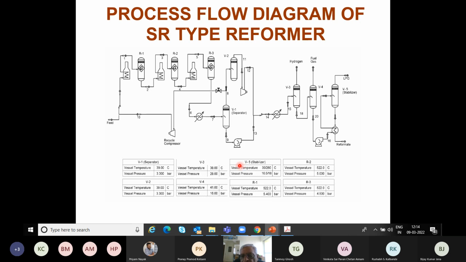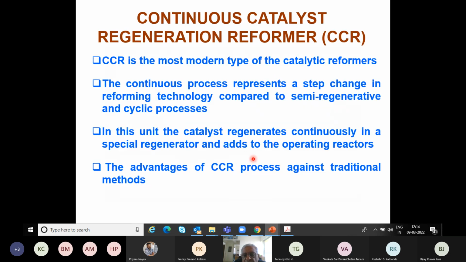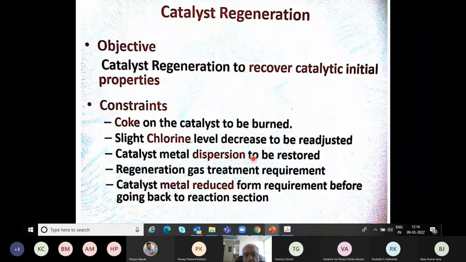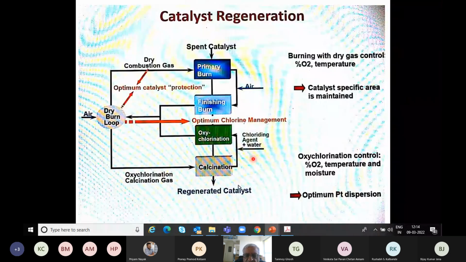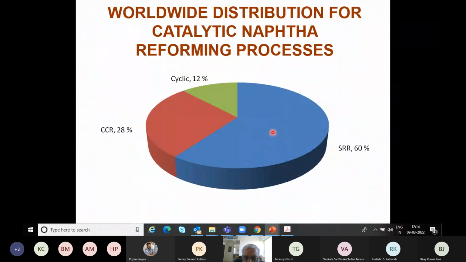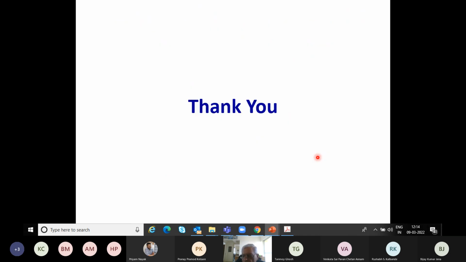One is Axens, the other is UOP. And now, since CCR reformers are the choice of the future, UOP has exited the SR reformer market. So, if you are really looking at putting an SR reformer in a refinery, there's only one licensor, and that is Axens. UOP doesn't offer that technology anymore. They only offer CCR. So that is all that I had on catalytic reforming.